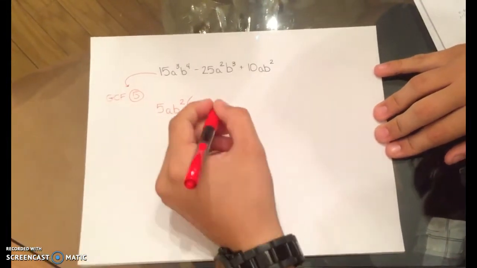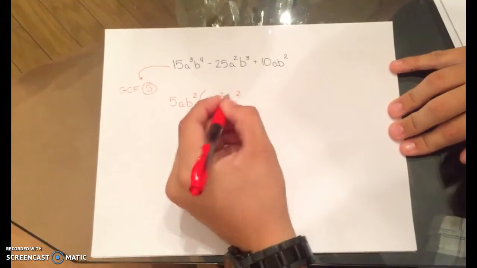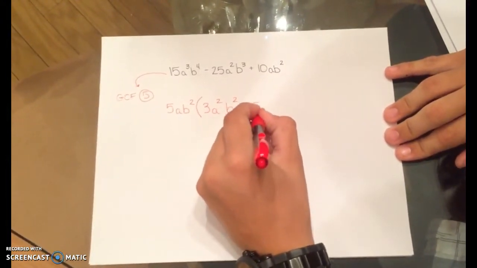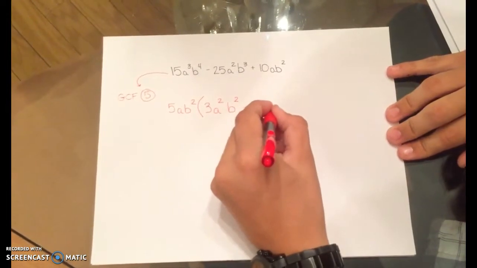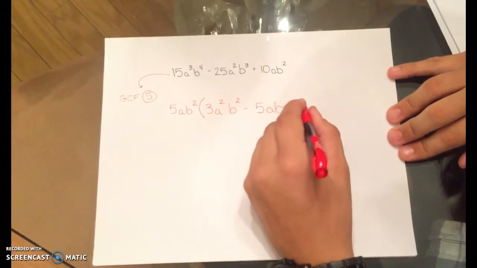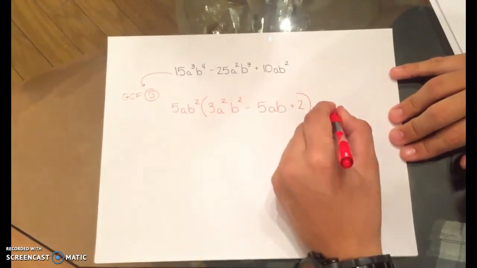And if you were to factor out the 5 from the 25, you would be left with the 3. Bringing down your A and B along with your exponents. And to factor out the 10, you're left with 5AB. And that is number 1.